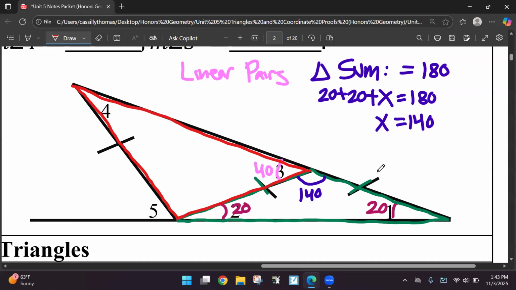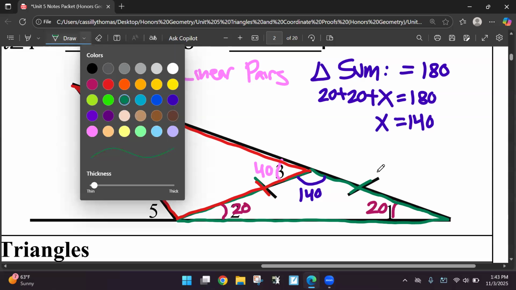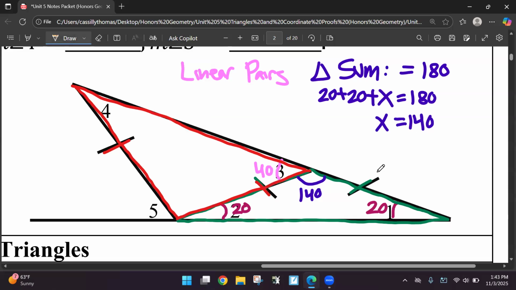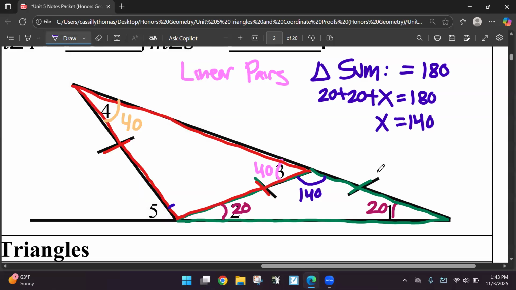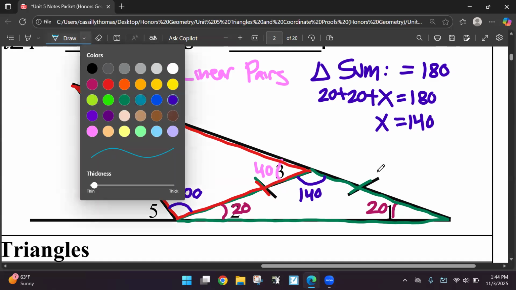that's also an isosceles triangle. So what does that tell us about angle 4? Well, angle 4 is also going to be 40 degrees. And once again, we can use the triangle sum theorem to figure out this angle down here. 40 plus 40 is 80, so this angle has to be 100 degrees. And last but not least, well, maybe least, there we go.